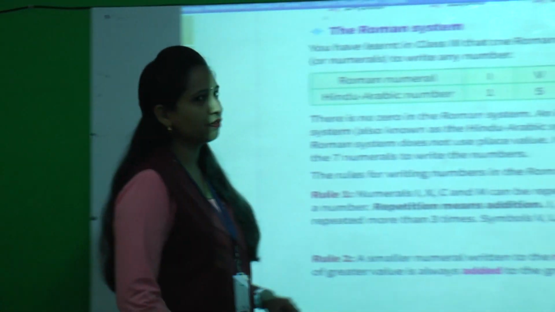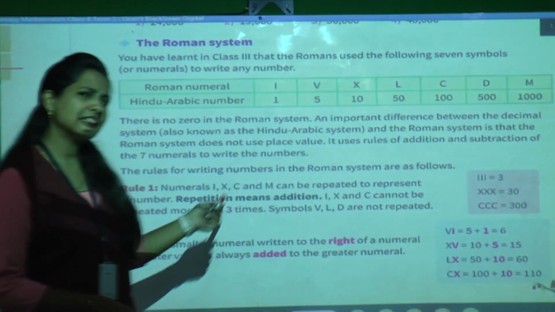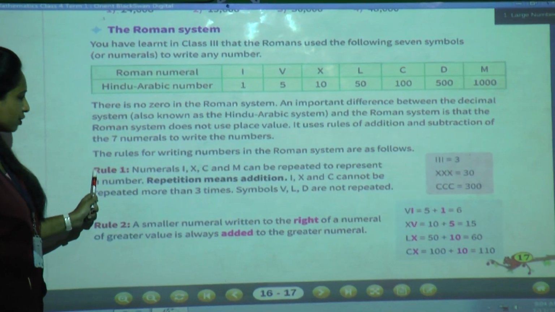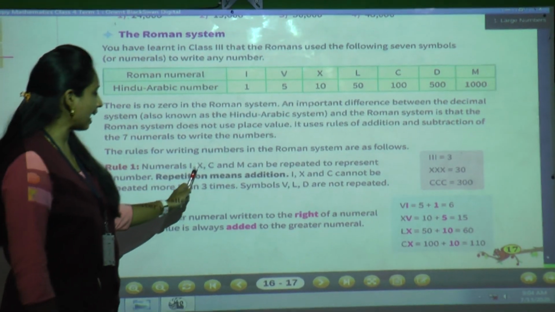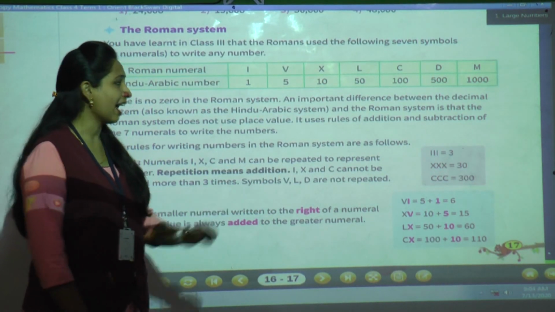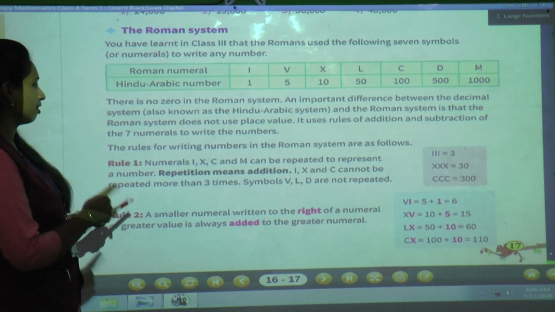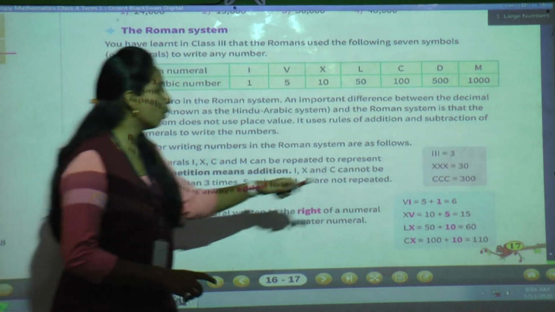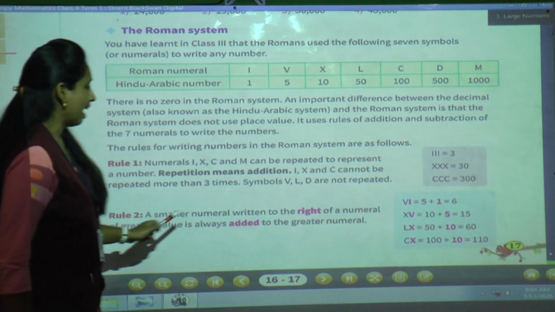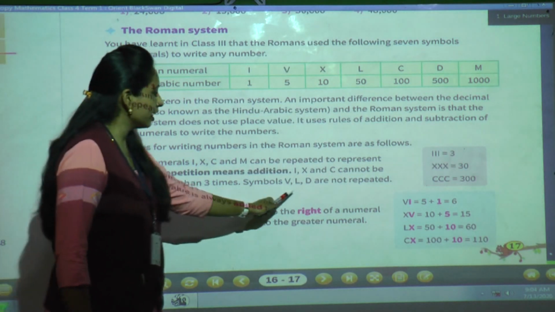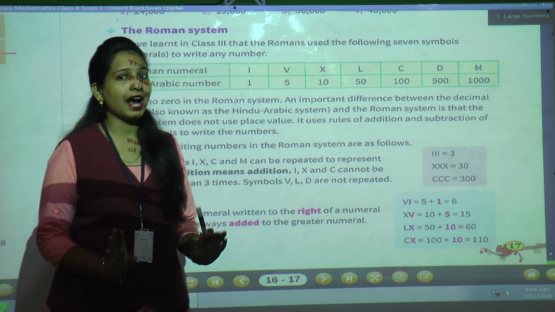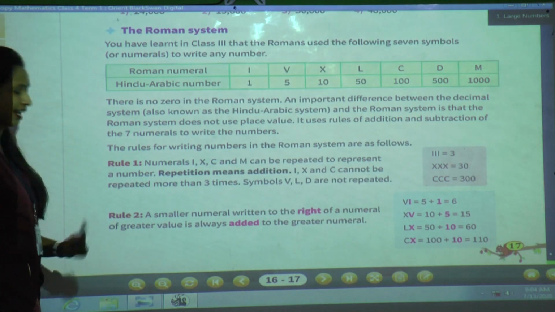Okay, what we have studied in our last session? We have started one new concept, that is Roman number system. In the last session we have studied two rules. Let us revise quickly. What is the first rule? The numerals I, X, C and M can be repeated to represent the number, but how many times? Only 3 times. And symbols V, L, D are not repeated at all. And what is the second rule?